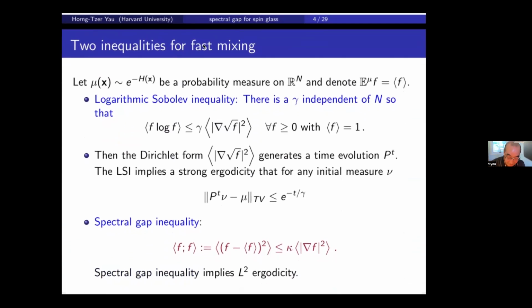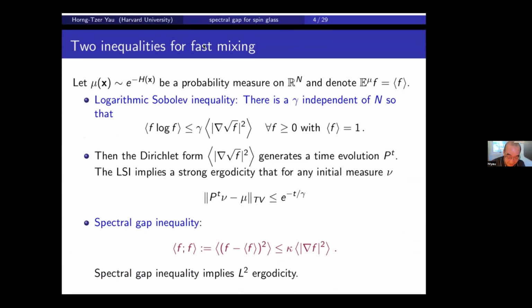the next one. Let me mention how to prove the fast mixing. There are various ways to prove the fast mixing. Mathematically, there are usually two inequalities. One is called the log-Sobolev inequality, and the other one is the spectral gap inequality. For the log-Sobolev inequality, typically we stay in Euclidean space, and if you take a measure e to the minus h of x, the log-Sobolev inequality is an inequality of this type: the integral of f log f is bounded by the gradient of square root f, squared, with a constant gamma. If this is true for all probability densities f, then the log-Sobolev inequality holds.